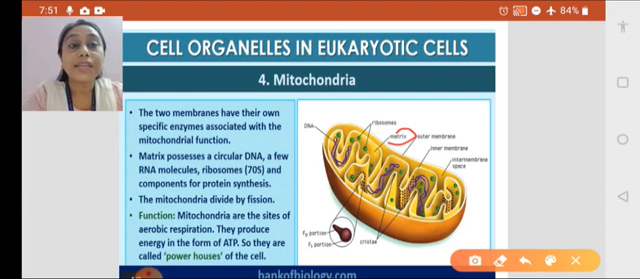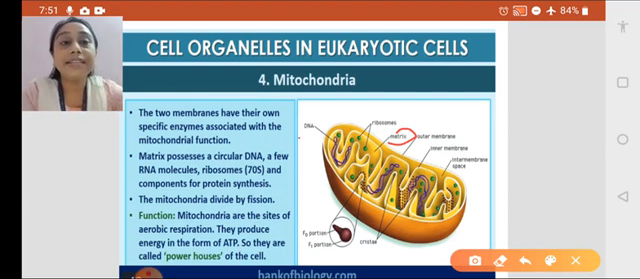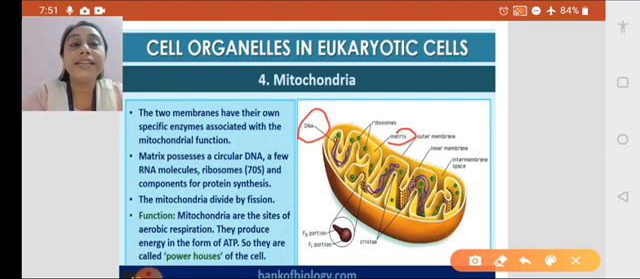In the matrix of the mitochondria, you see, there is DNA, right? But the DNA is special. Why? The DNA is a circular DNA. You remember we studied plasmid? So mitochondrial DNA is like a plasmid and it is circular.